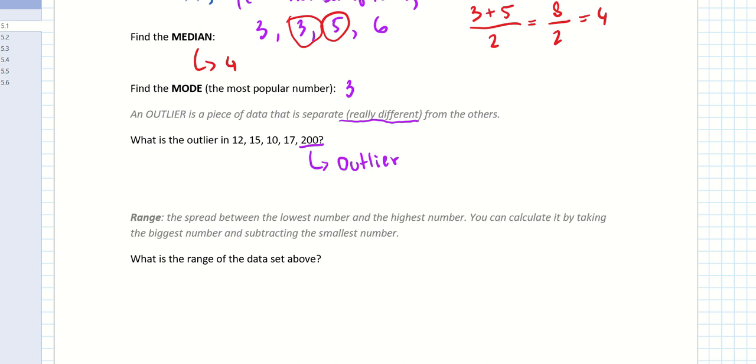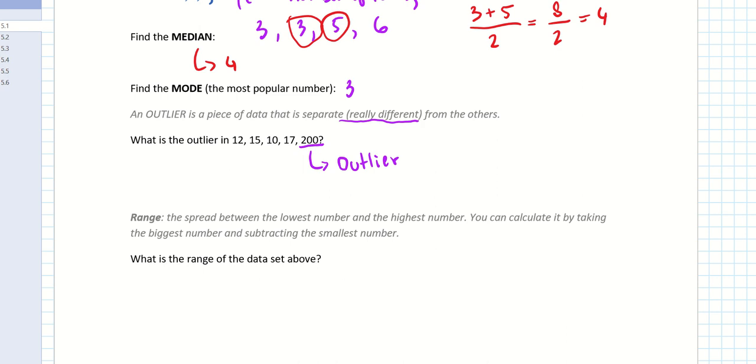Now, another definition that we have here is the range, and this is something you probably also know from either grade 8 or grade 9. Range is not a measure of central tendency, but it's the spread between the lowest and the highest numbers. This is the easiest way to measure a spread. You calculate it by taking the biggest number and subtracting the smallest number from it.